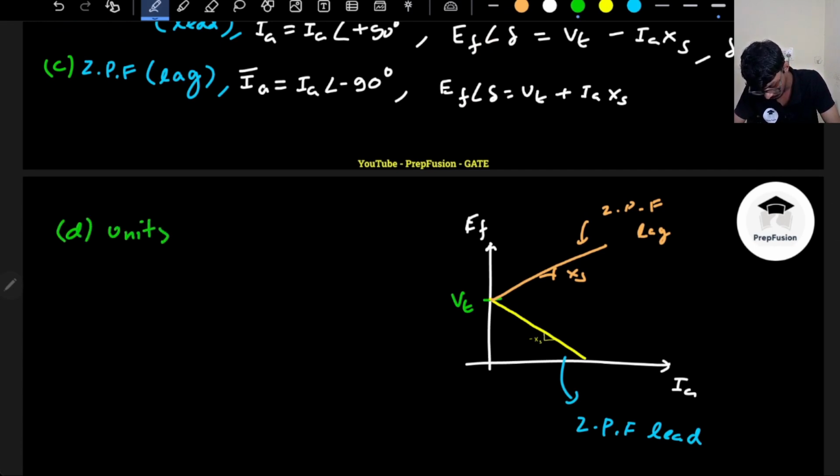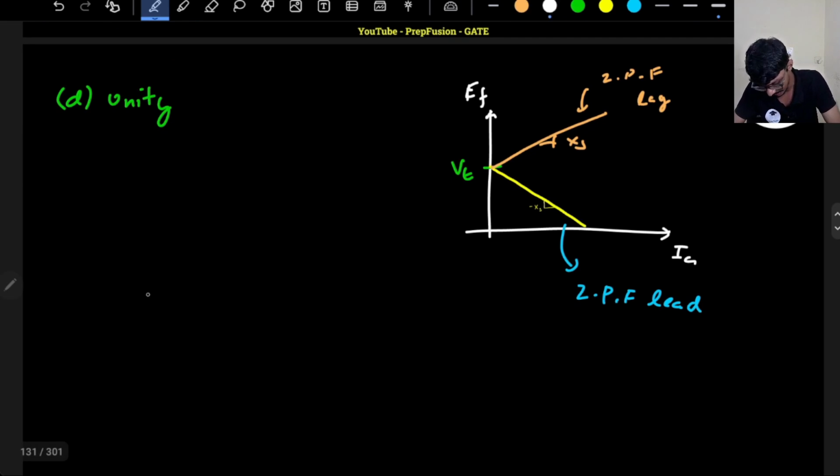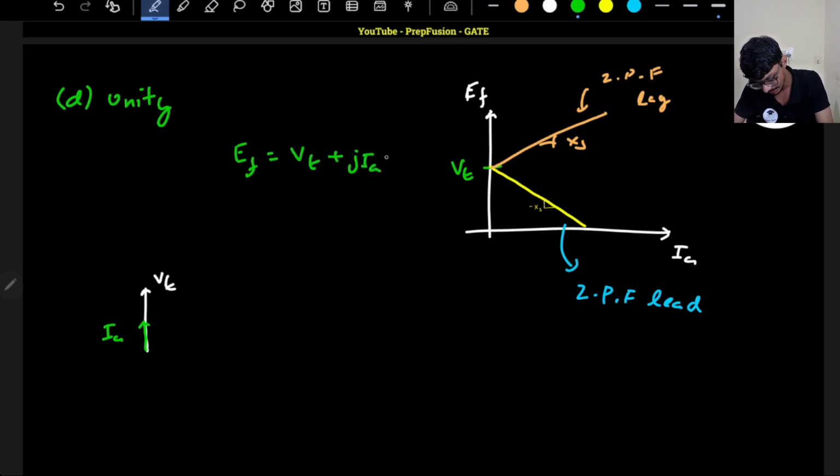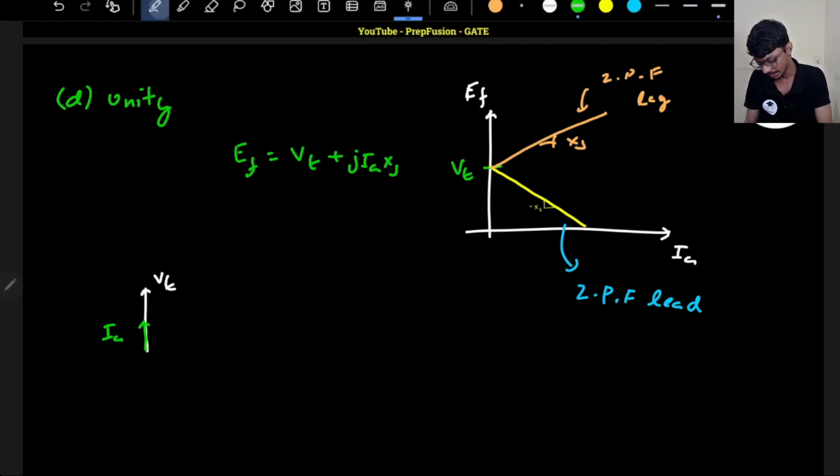Now for unity power factor, we will draw the phasor. Okay, for unity power factor, what is the phasor? So I have this VT here, right? VT is fixed. This is my reference, and it is unity power factor. So my IA also will be in the same direction. What is my EF? EF is equal to VT plus JIA XS. So I have to shift this by 90 degrees and add it with VT, right? Plus 90 means rotate this in the anti-clockwise direction. So this will move here.